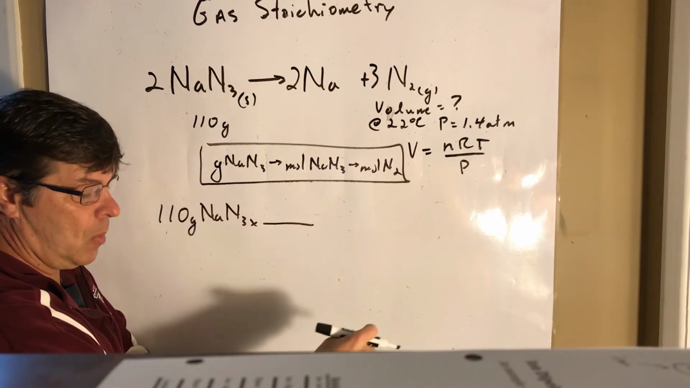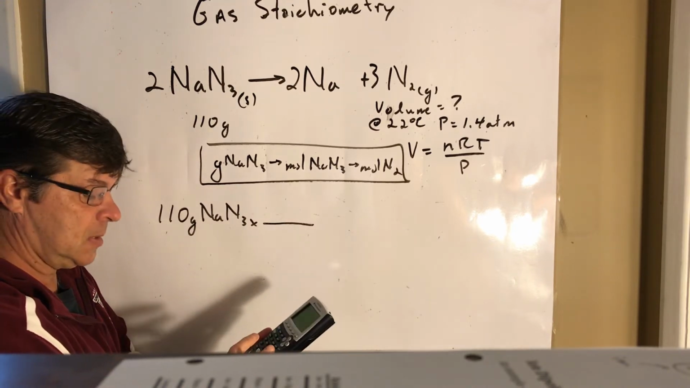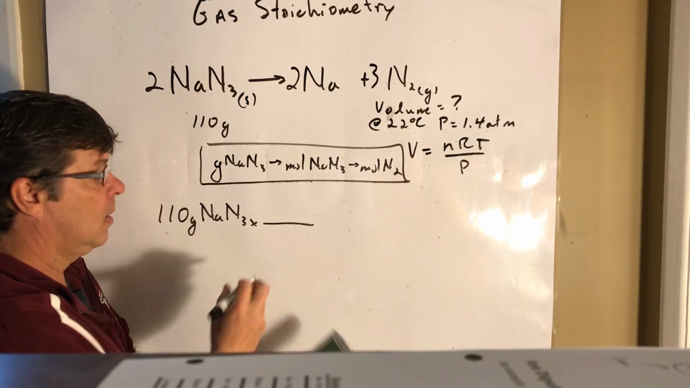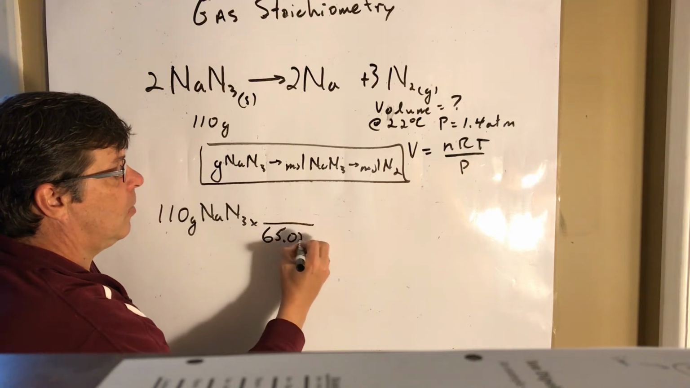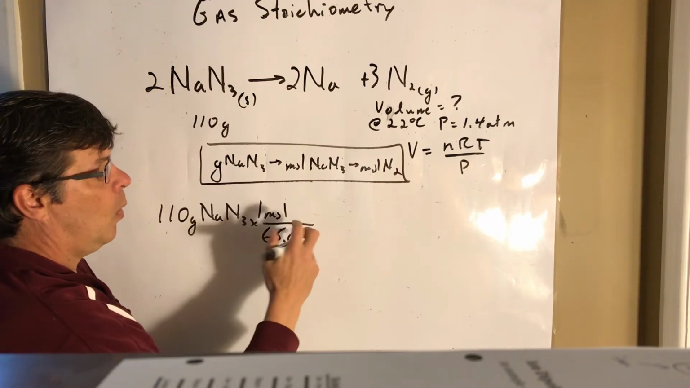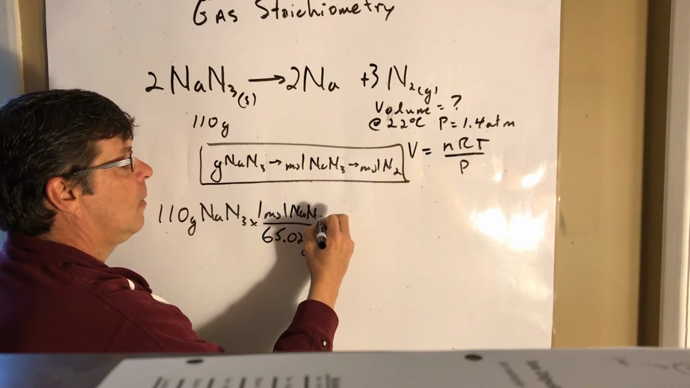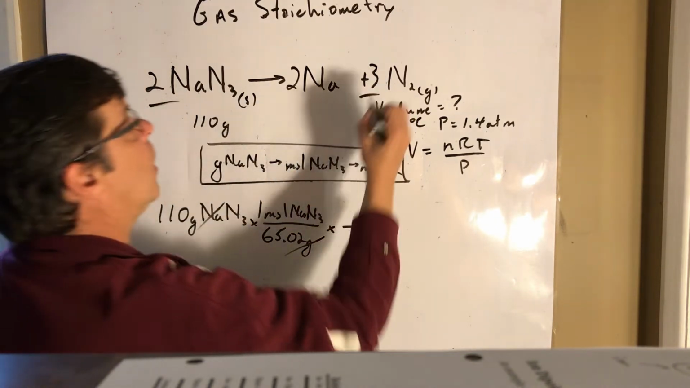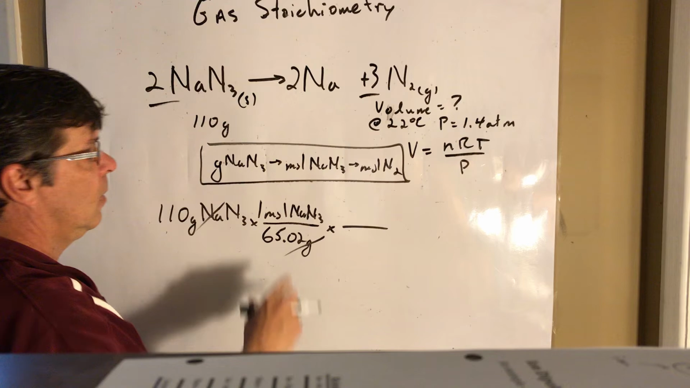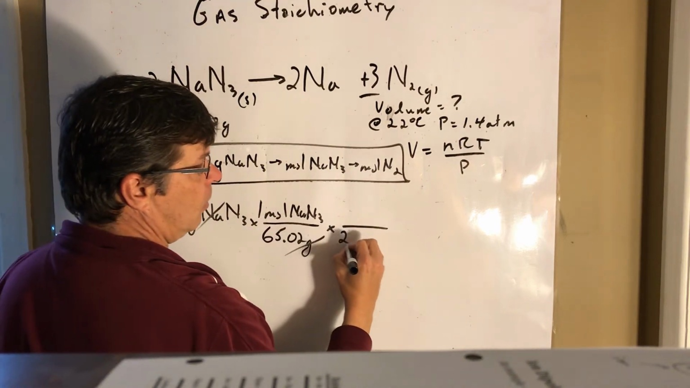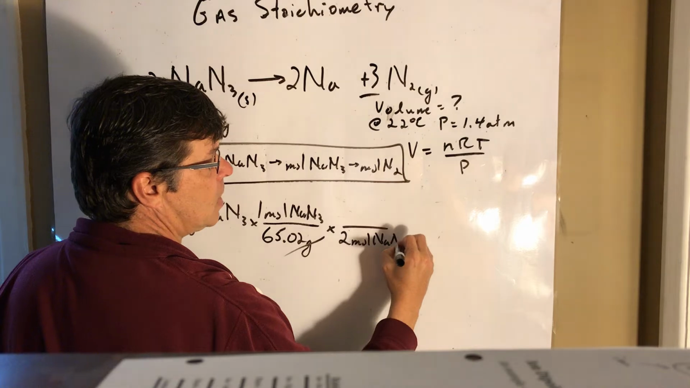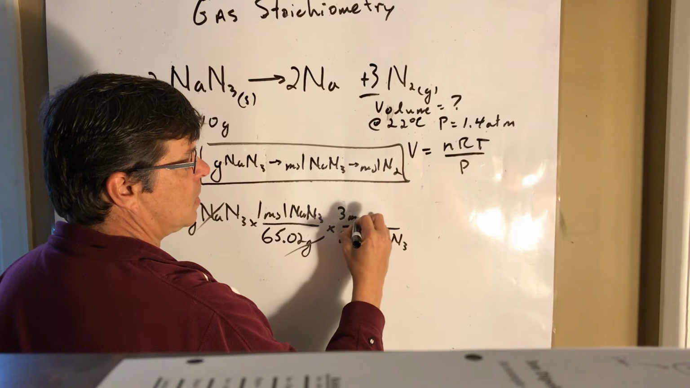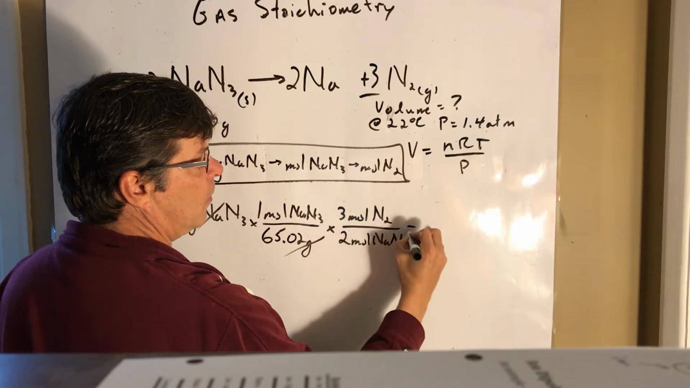Gotta convert that to moles. Let's quickly figure out the molar mass. So 14.01 times 3 plus 22.99. That's the molar mass. So for every 1 mole of sodium azide, we have that many grams. Okay. Let's use the mole ratio, 2 to 3. All right, think about where that 2 is going to go. The 2 goes with sodium azide, so we want that canceling out. So 2 moles of sodium azide is chemically equivalent to 3 moles of nitrogen.